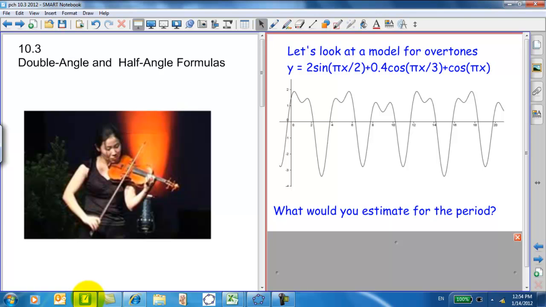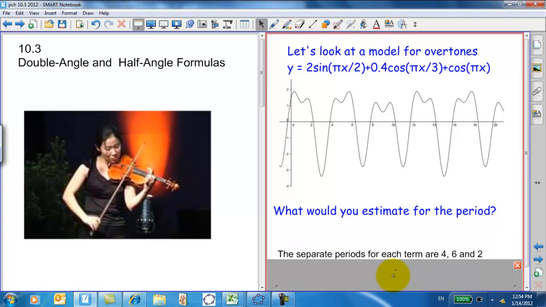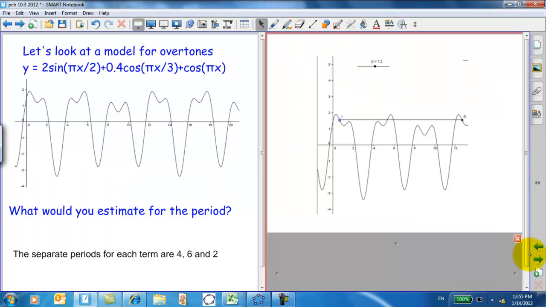What would you estimate for this period? First, let me give you some hints here. The separate periods are 4, 6, and 2. Remember that 2 pi divided by b, the coefficient on x, gives you the period. 2 pi divided by pi gives you 2. Well, let's try and figure this out.